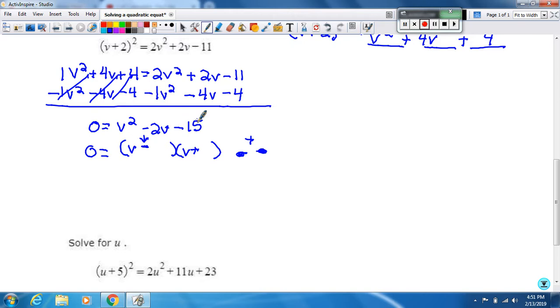Now we want to work backwards. The factors of 15, when I subtract them, equal 2. Well, the factors of 15, 15 divided by 1 is 15. 15 divided by 3 is 5. Okay. When you subtract those, you get 2. You have to put the biggest one first. So 5 and 3. Now because you're solving, you do the opposite. So the opposite of negative 5 is positive 5, and the opposite of positive 3 is negative 3.